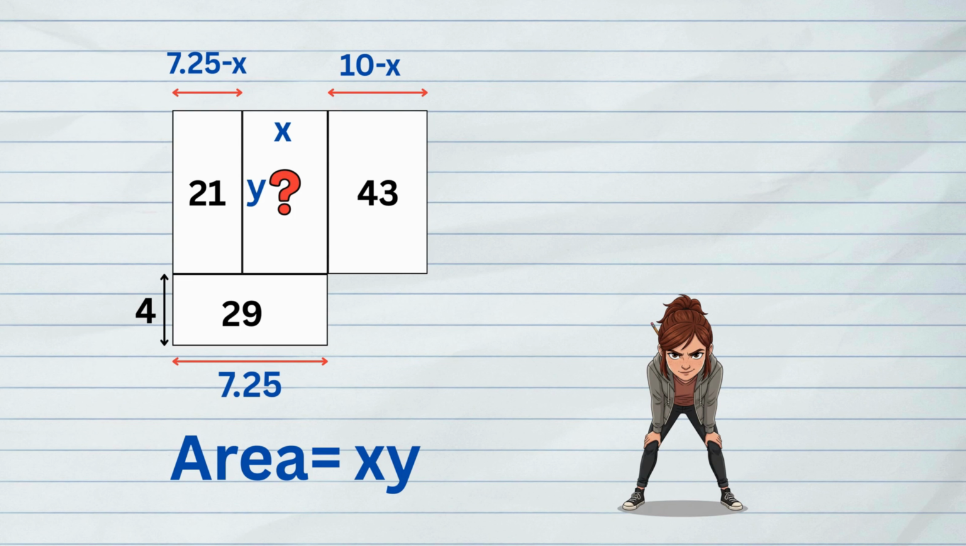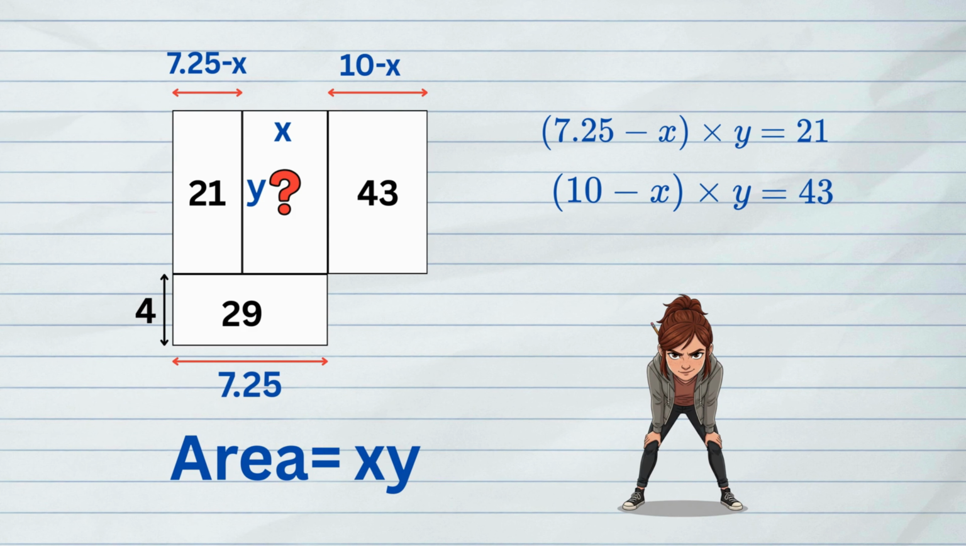Now use area equals width times height on the rectangles we know. Left rectangle, (7.25 minus x) times y equals 21. Right rectangle, (10 minus x) times y equals 43. Now we have 2 equations. 1, 10y minus xy equals 43. 2, 7.25y minus xy equals 21.